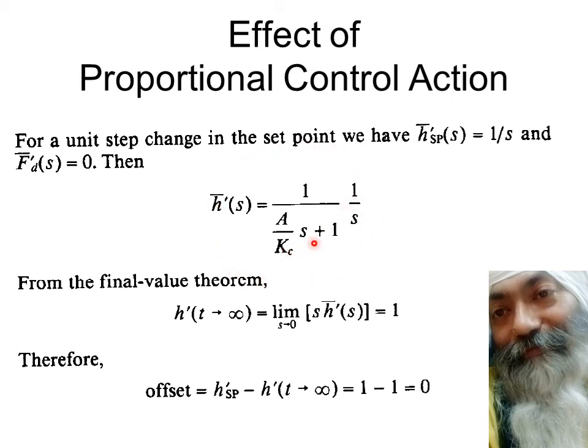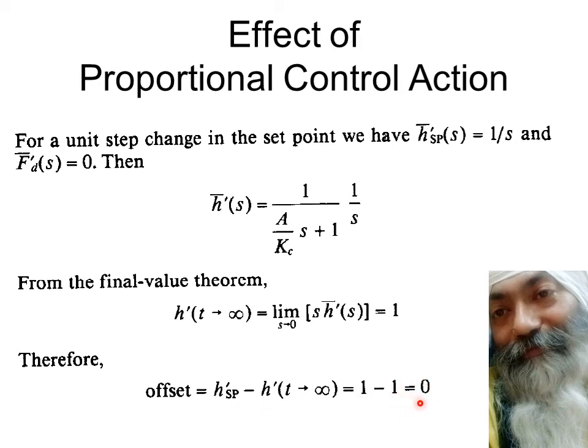We simplify it and we see that if you apply the final value theorem, which says that to know the final value, you multiply the function with s and put s is equal to 0. When you multiply this thing by s, this s gets cancelled and you put s is equal to 0, you will be left with 1 upon 1, that is 1. So the final term is 1, and the offset is the desired change minus the actual change. Desired change was 1, actual is also 1, and so you see the offset is equal to 0.